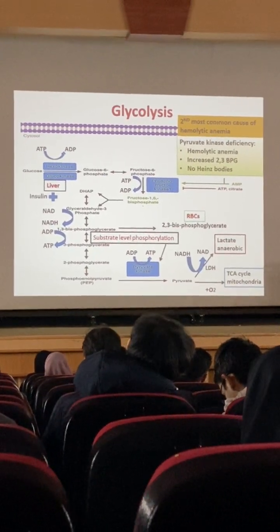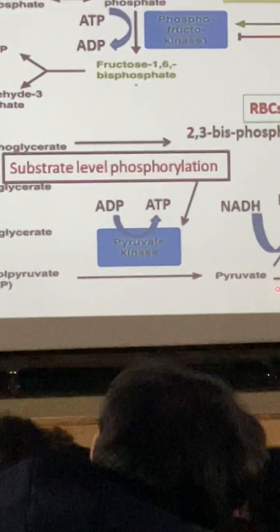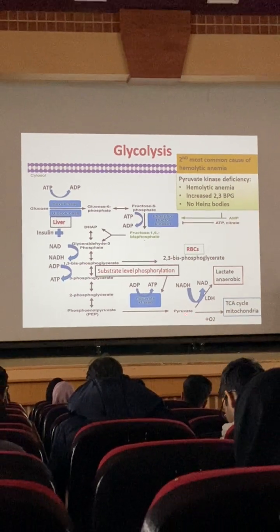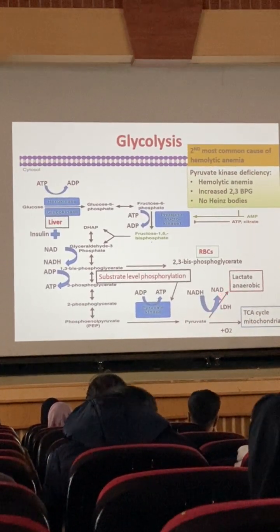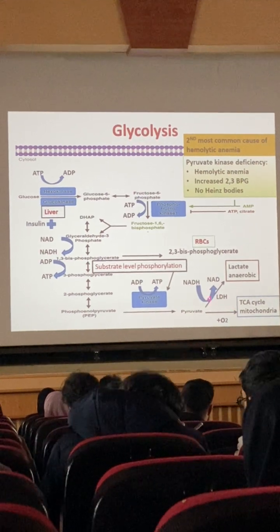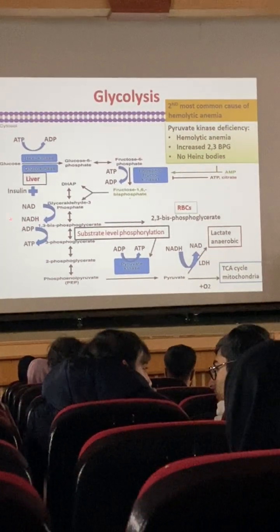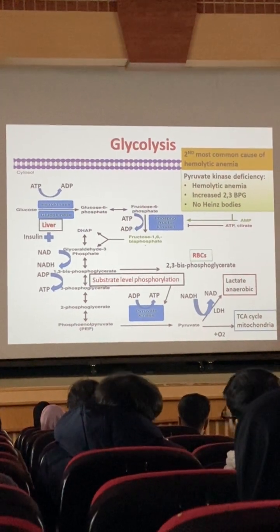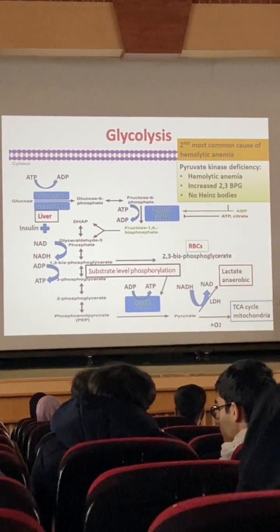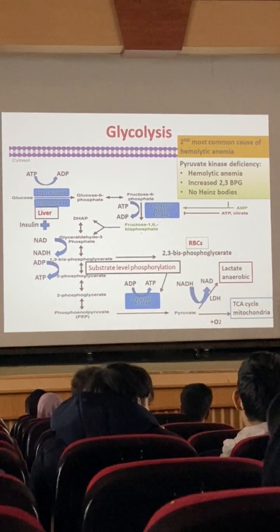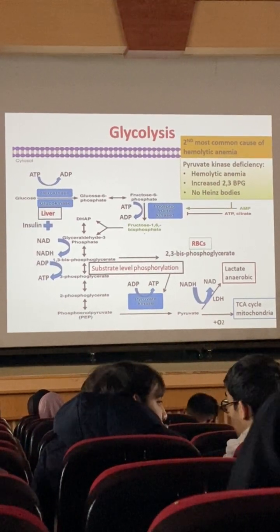So once pyruvate is generated, if we have oxygen, it will continue in the TCA cycle to generate more ATP. If we don't have oxygen, like in the case of RBC or exercising muscle, the enzyme called lactate dehydrogenase will consume the NADH that was generated here back to NAD and will generate lactate. This is called anaerobic glycolysis, producing lactate or lactic acid.